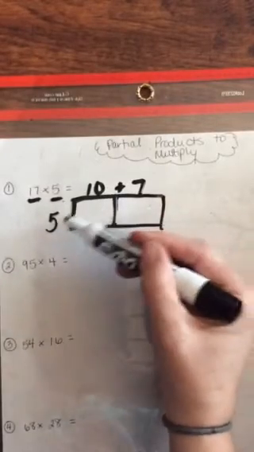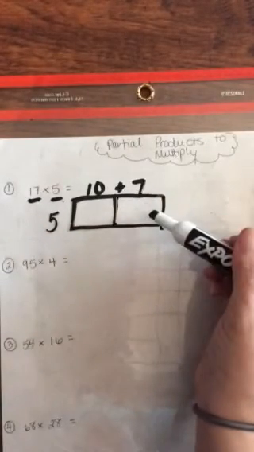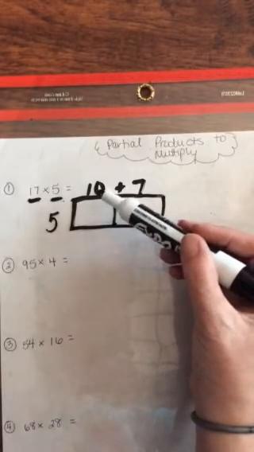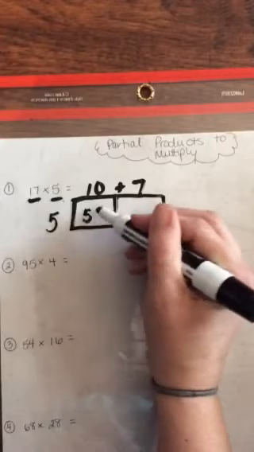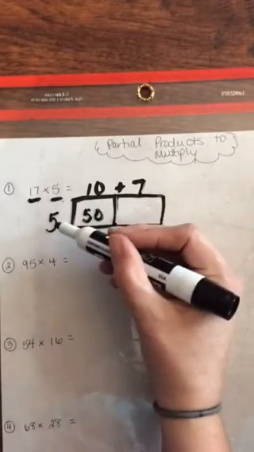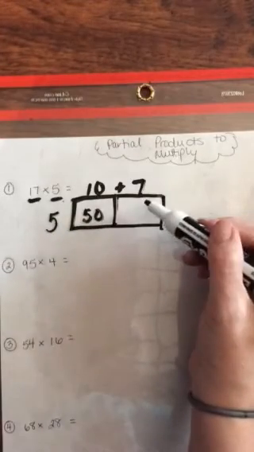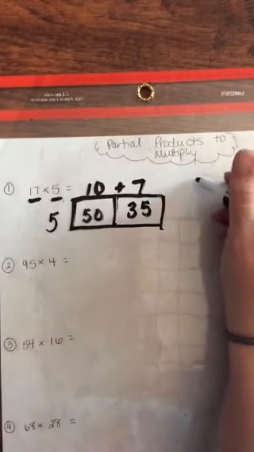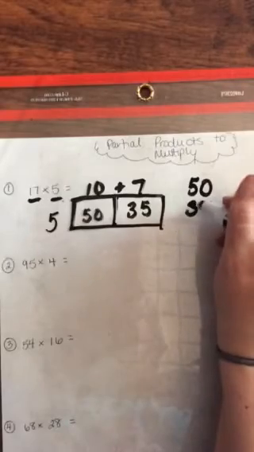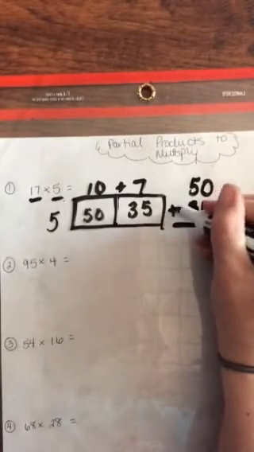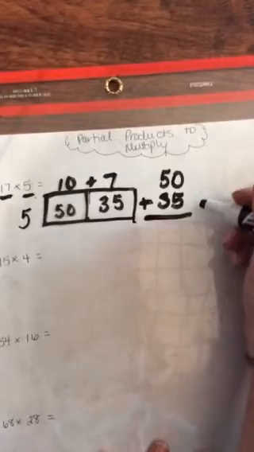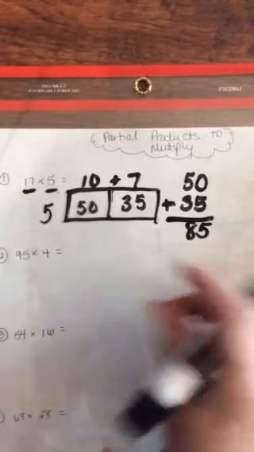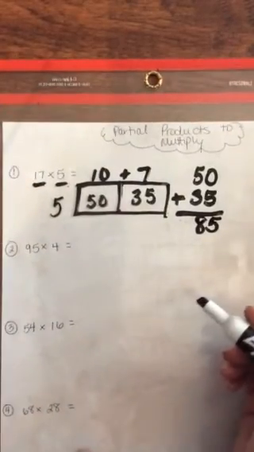Now, anywhere that these numbers intersect in the boxes is where I'm going to put their product, the multiplication of those two numbers. So if I take 10 times 5, I end up with the product of 50. And then sliding across here, 5 with 7. So 5 times 7 gets me 35. So now I can take these two numbers, combine them together. I'm going to add them to get my final product. And 50 plus 35 would get me 85. So our answer to 17 times 5 would be 85.